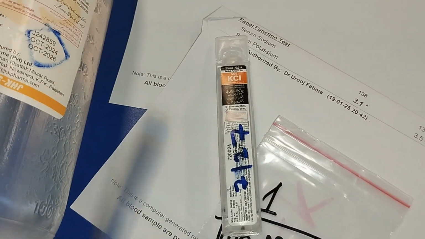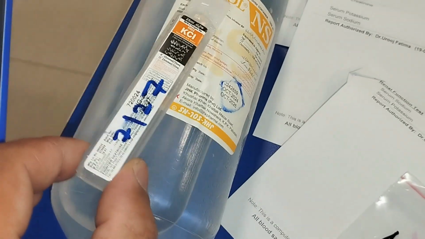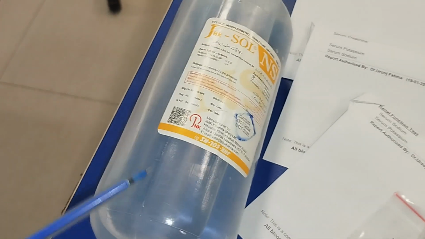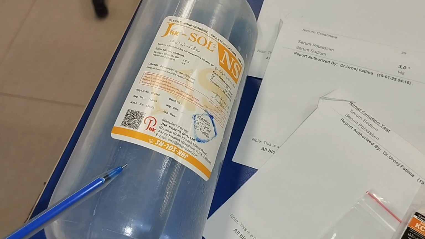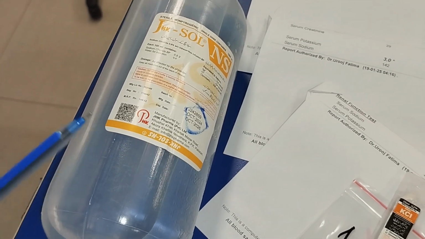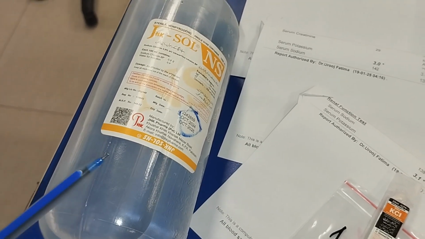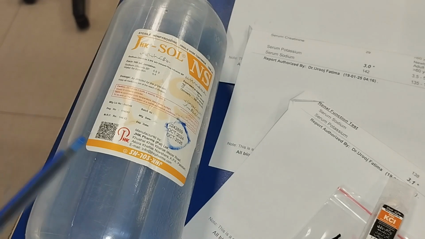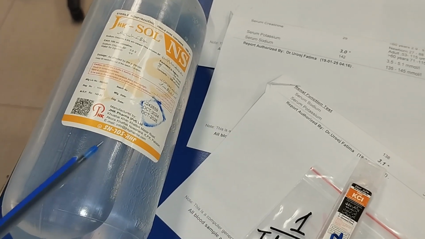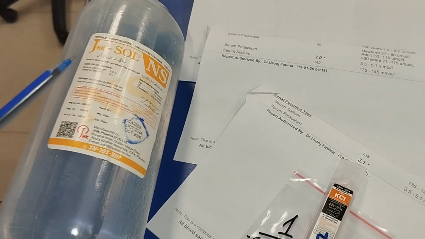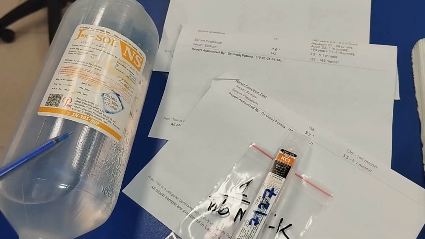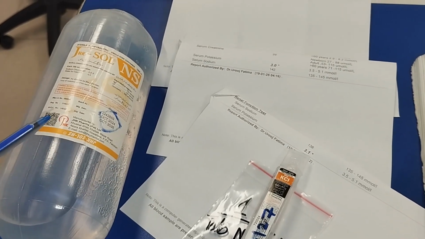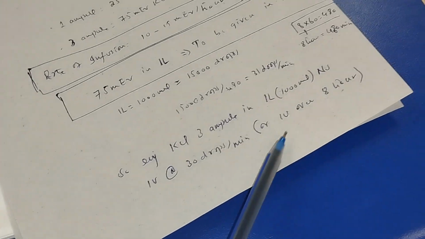Now, as I said, when you mix 3 ampules of KCL, this normal saline will have 75 MEq of KCL. The 75 MEq of KCL you have to give in 7.5 hours, or mostly we will say that we will give it in 8 hours. So if you want to give 1 liter of normal saline in 8 hours, how many drops do you have to give per minute? That is 30 drops per minute.